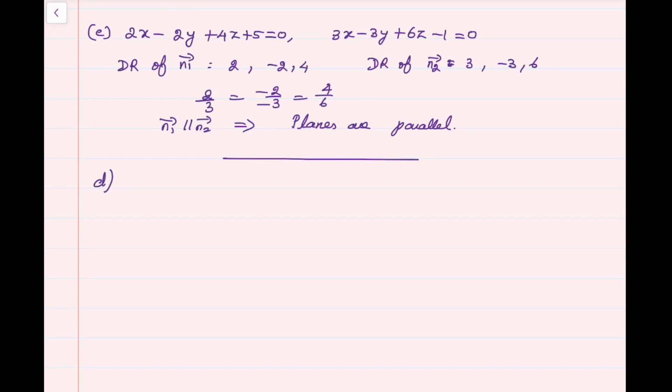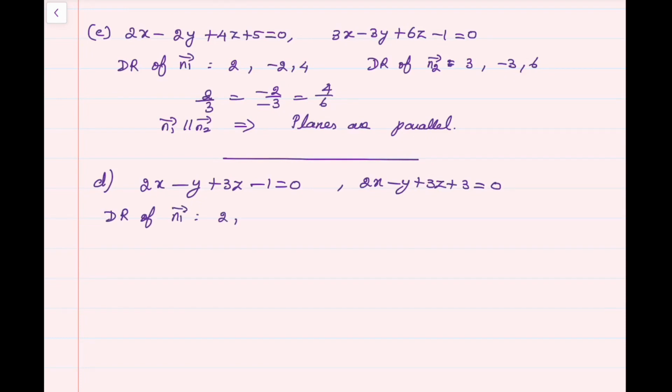D subdivision. The equations are 2x minus y plus 3z minus 1 is equal to 0 and 2x minus y plus 3z plus 3 is equal to 0. DRs of vector n1 2, minus 1, 3. Let us write DRs of the second one. n2 vector 2, minus 1 and 3. They are same. That means n1 parallel to n2. Therefore, the planes are parallel.